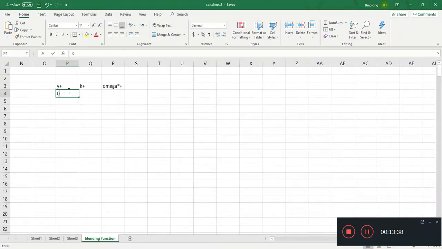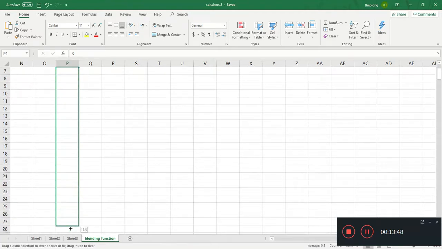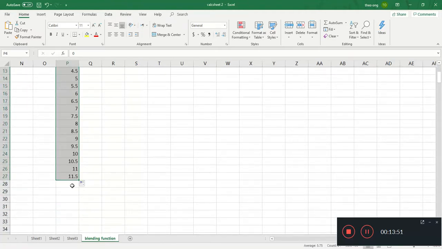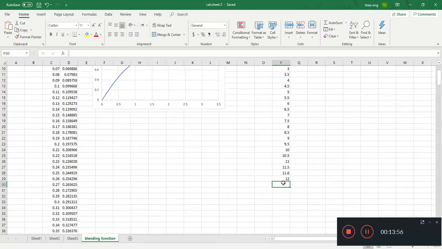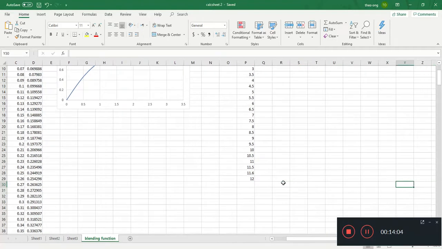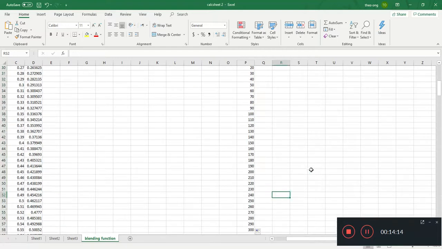So let's put 0, 0.5, 1.0, and we go all the way to 11.6. So 11.5, 11.6, 12, and we'll pull this up all the way. In the log law region, I think I want to have fewer data points. So 12, 20, 30, 40, and we'll go all the way to 300. Y plus equals 300.